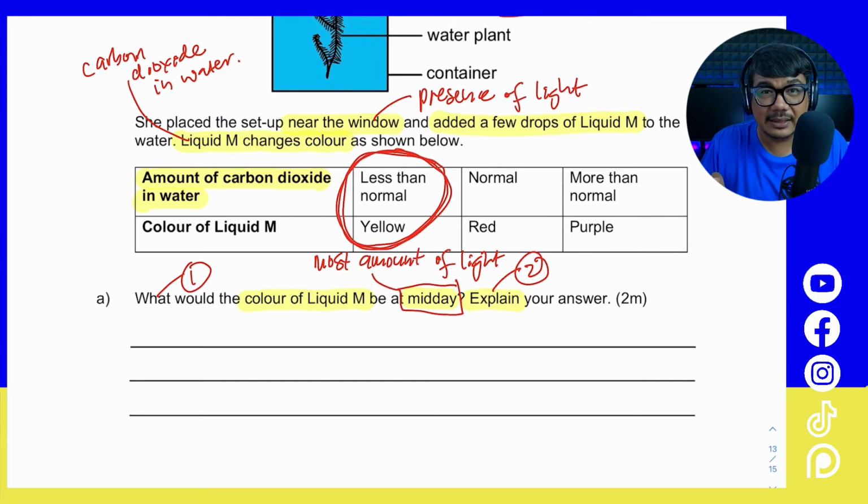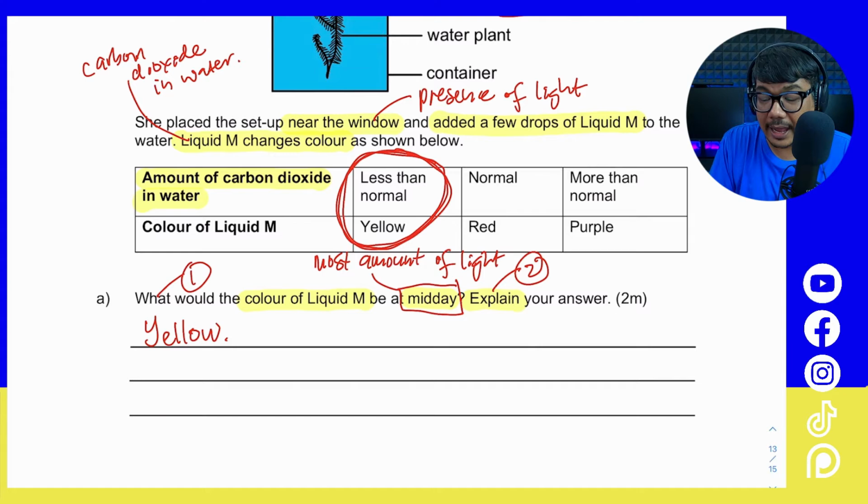Okay, so now we have already identified what are the different parts that we need to write in our answer. So the only thing we have to do is to just structure our answer. So firstly, first part, what would the color of liquid M be? We know that it's going to be yellow. Alright, so that will be our choice or our claim that it is yellow.